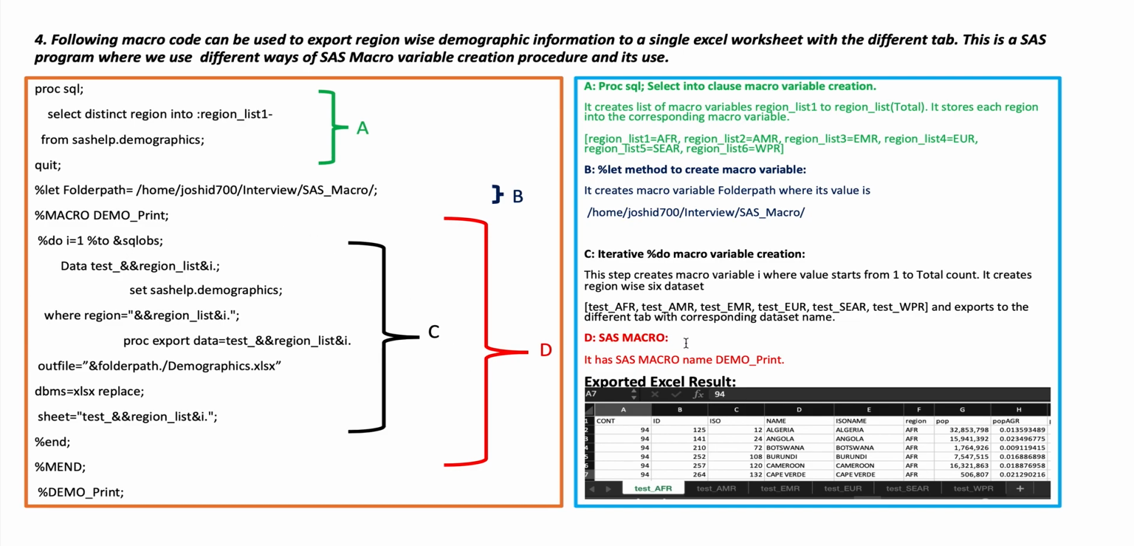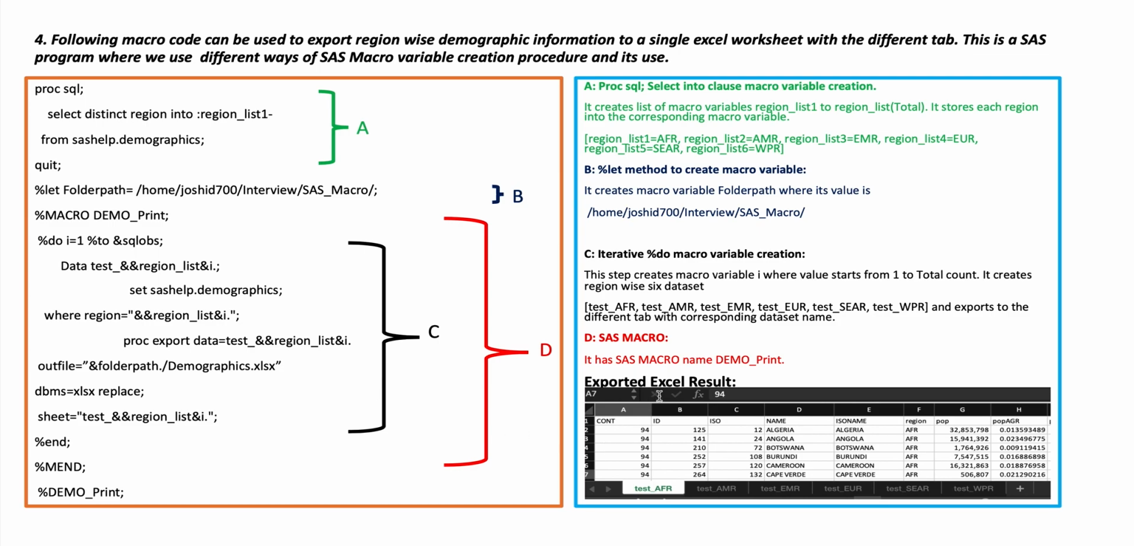Then group 4. This is a SAS macro. The macro name is demo_print. %mend ends the macro. And we can use %demo_print to call the macro. When we run this whole set of code, it will export the demographics dataset into an Excel workbook named demographics.xlsx, with a different tab according to region.